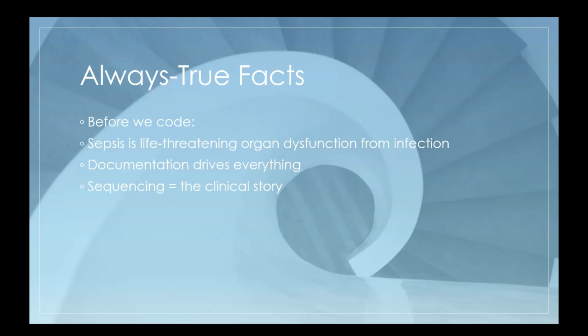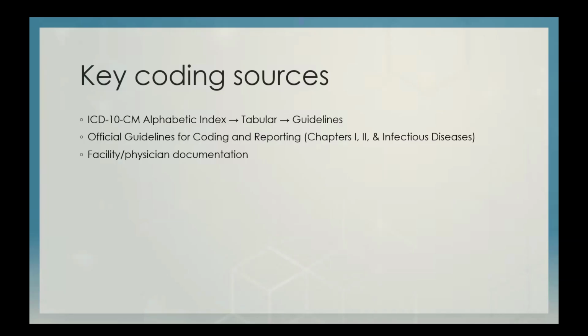Third, sequencing is the clinical story. The condition that prompted the admission and required the principal treatment is usually principal. Codes follow clinicians' documented diagnoses and the causal relationships they record. Always start with the alphabetic index, confirm in the tabular, and follow the official guidelines. Those guidelines are where sequencing direction lives, not by opinion.